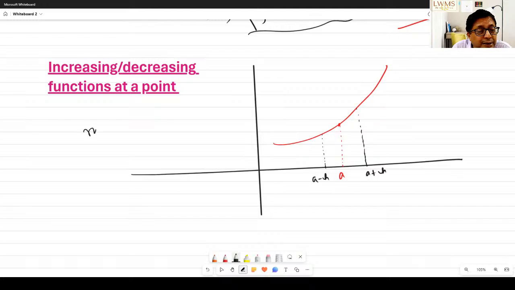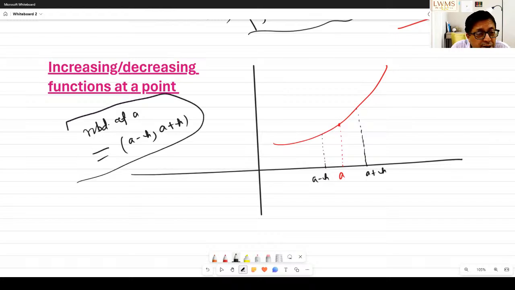If you write NBD of A, this is nothing but (A minus h, A plus h). This is called the neighborhood of the point A. So the function is increasing. We observe that it is an increasing function. A function y equal to f(x) is increasing at A.